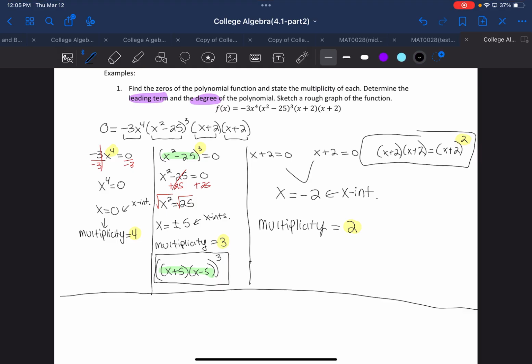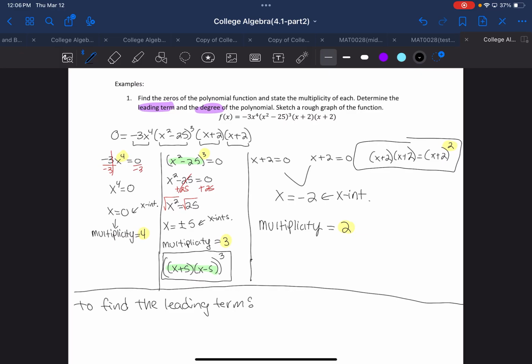With what I'm about to show you. So to find the leading term, you're going to first choose all the terms in here that only have an exponent of 1 on their factor. So the first one is -3x to the 4th. And then I'm going to multiply this by the other two x's over there, x times x.